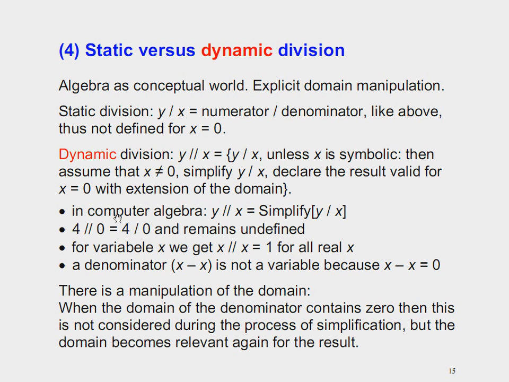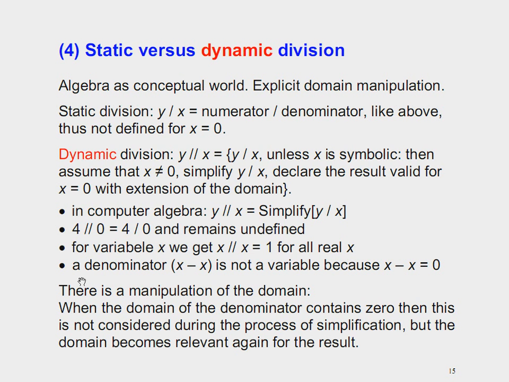Now, we already have this notion in the expression simplify. In some computer algebra packages, this is already defined. We also have that the dynamic division is undefined when we plug in the numbers, because those are numbers. However, when we have a variable denominator, then x dynamically divided by x will be 1 for all real values of x.